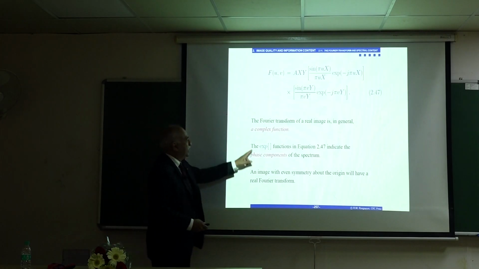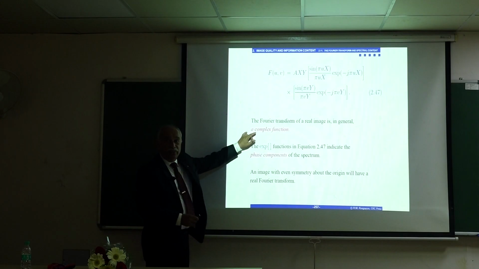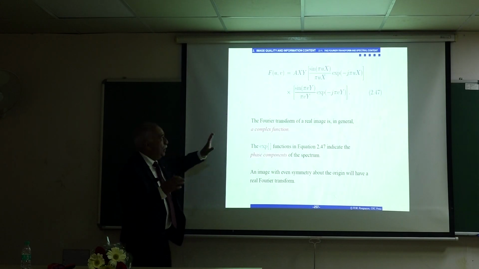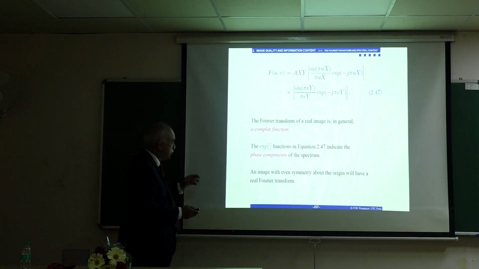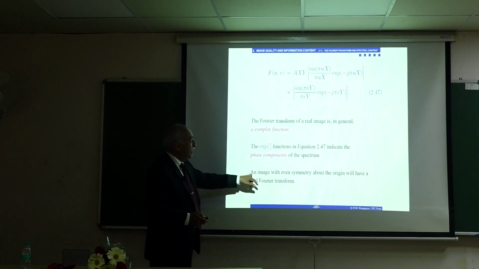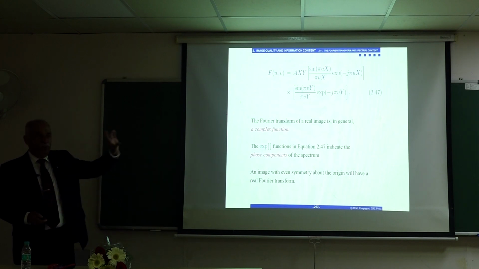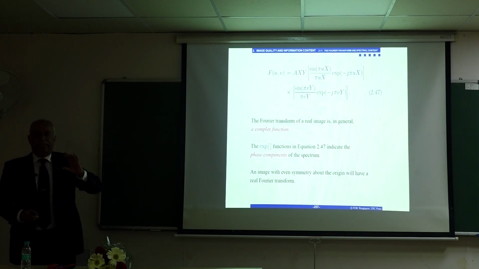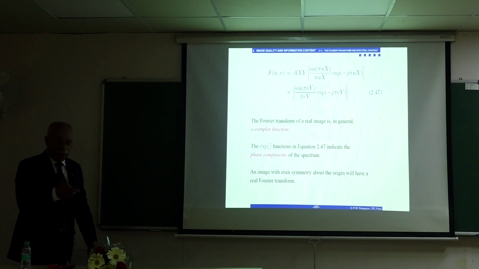So the exponential factors are the phase components. The Fourier transform for a real image is in general a complex function, so we have to make sure we handle the magnitude and phase, or the real and imaginary parts. An image with even symmetry about the origin will have a real Fourier transform. Like if I were to place the rectangle centered at the origin, then the two exponential factors will not be there.